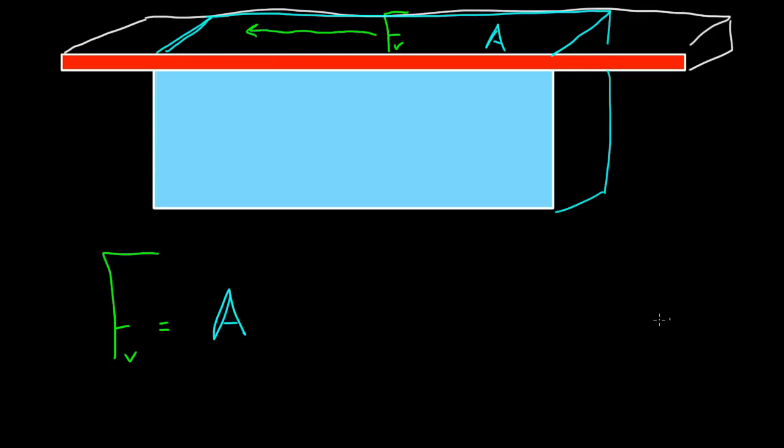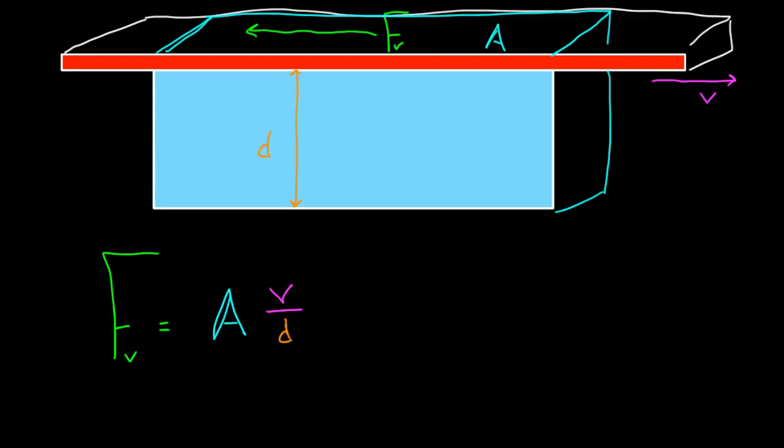And something else that it depends on is the speed with which you drag the lid. So the faster I pull the lid, well, the faster I'm going to be pulling this water. The bigger that force, which means the bigger the viscous force. So it's proportional to the speed as well. It's inversely proportional to the depth of the fluid. I'll call that D. And then it depends on one more thing.